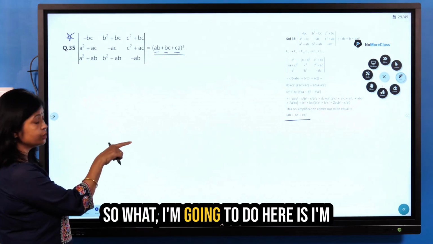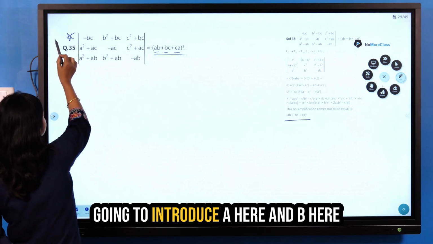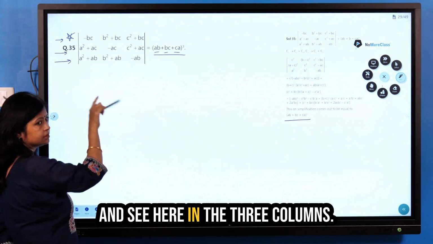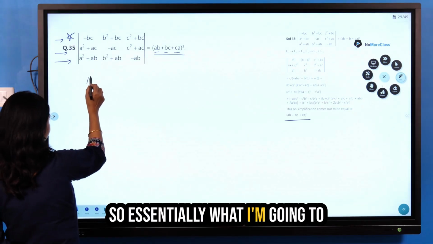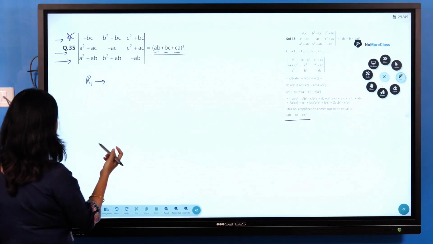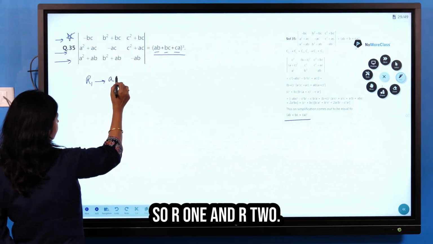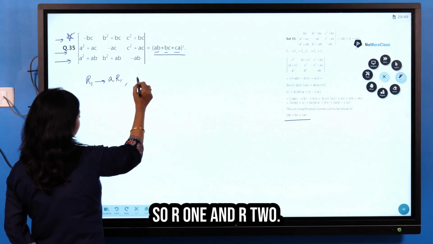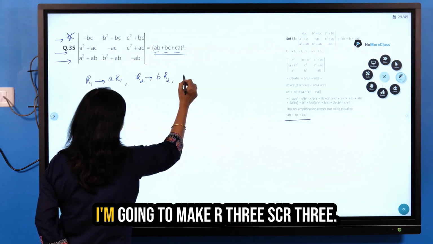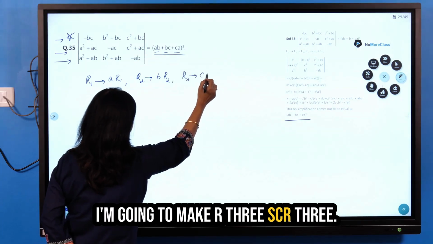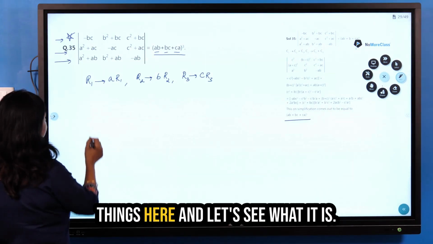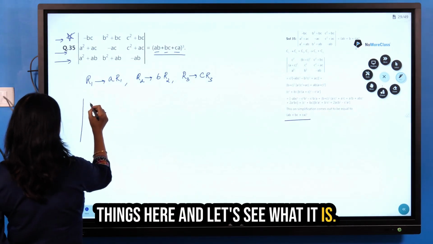So what I'm going to do here is introduce A here, B here, and C here in the 3 columns. Essentially I'm going to do a row modification. I'm going to make R1 as A R1, R2 as B R2, and R3 as C R3. So I'm going to introduce the 3 things here and let's see what it is.